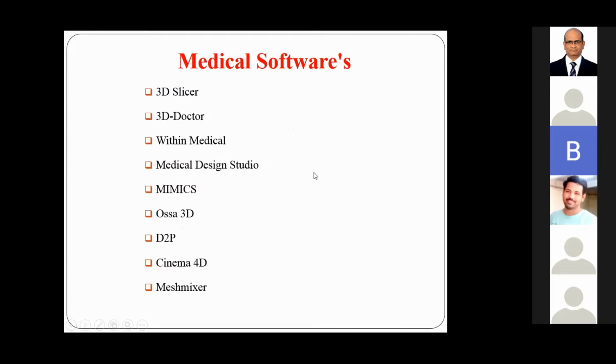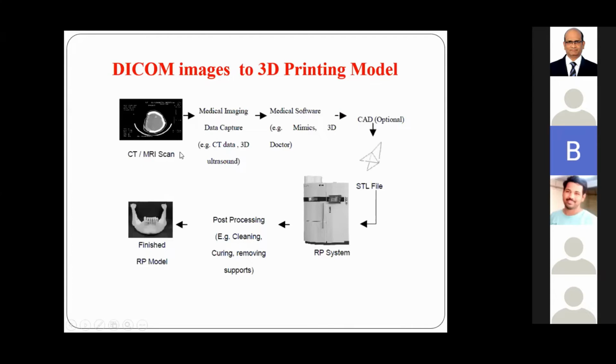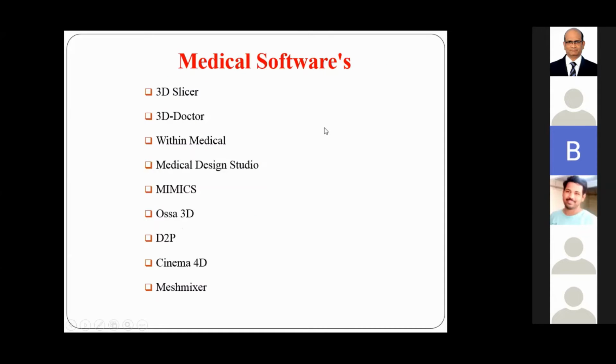So here, to convert the CT image to the CAD model as well as the STL file, we require some medical software. Nowadays, so many medical software packages are available in the market: 3D Slicer, 3D Doctor within the medical design studio, Mimics, Simpleware, D2P, Cinema 4D, Meshmixer. So many different types of 3D medical software are available.